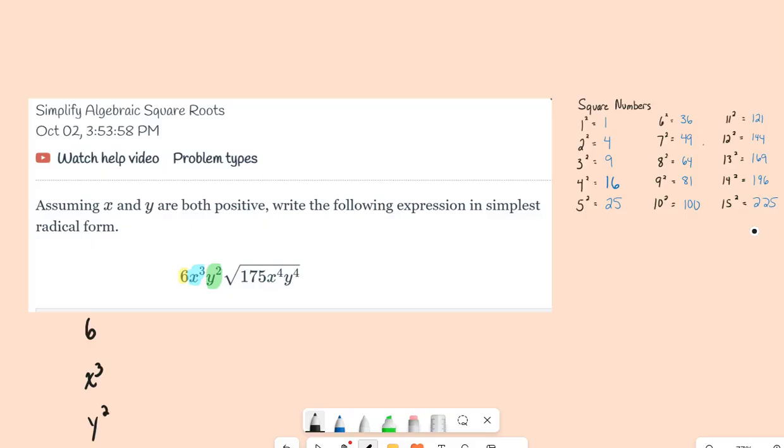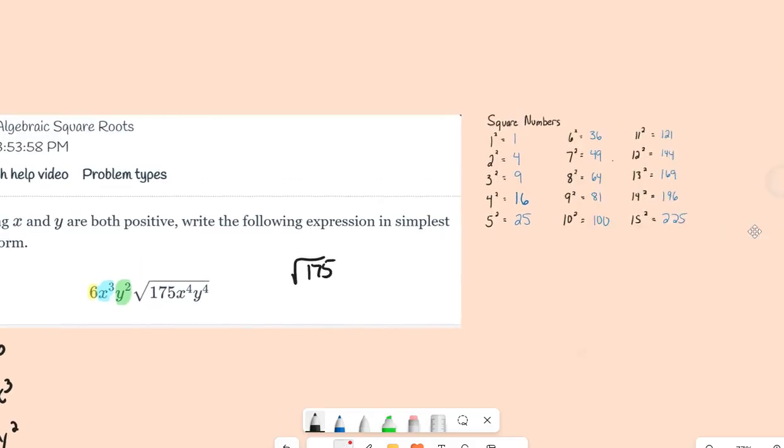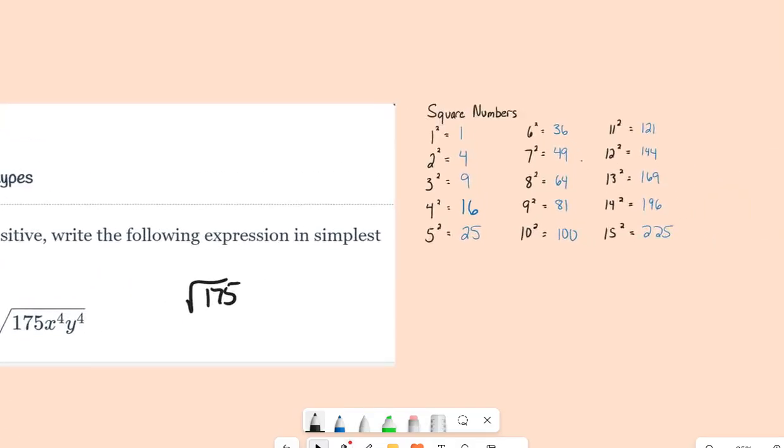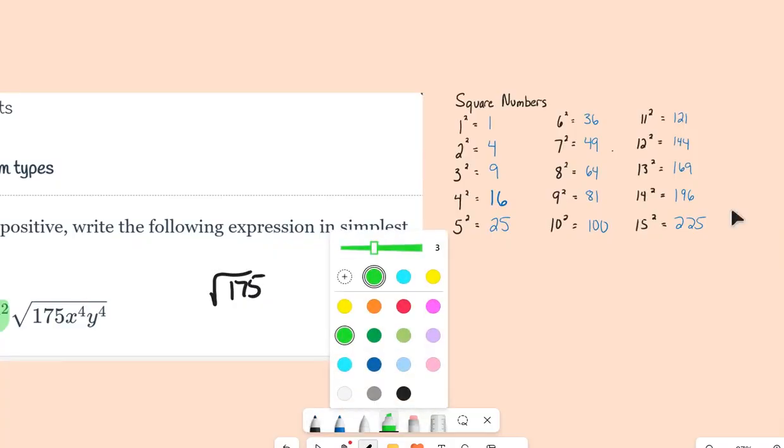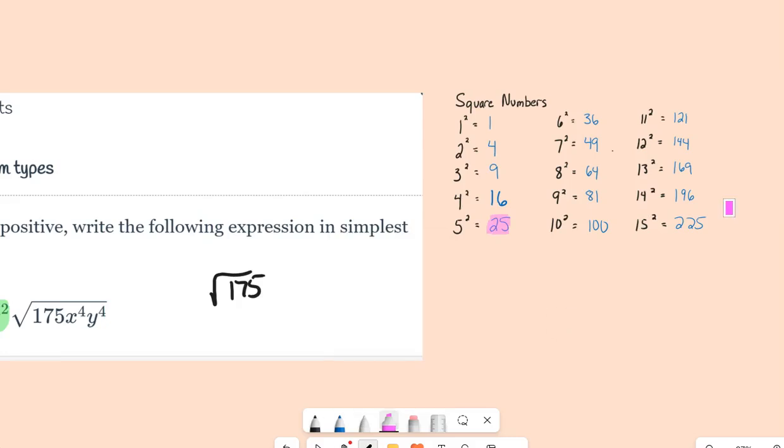So we'll start with square root of 175. If we look at our square numbers, what numbers do you see there that can go into 175? Well, I notice that 25 right here. I know that goes into 175. I know that 25 times 7 is 175. So that means we could rewrite this as root 25 times root 7.